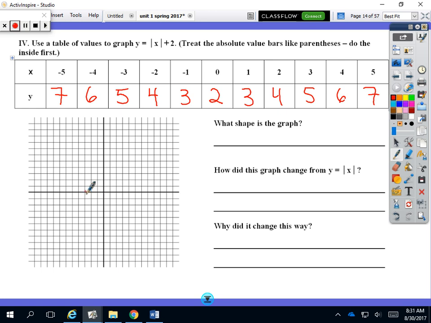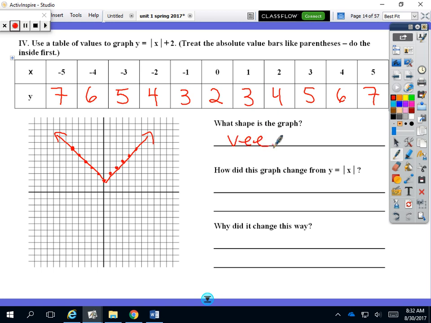Negative 5, 7, okay, and then at 0 I went up 2, but at 1 I'm going up 3. So now I'm going back up again. So when I graph this one, it's still the same shape. So again, there's no dilation. It didn't get wider or narrower, change shape at all.